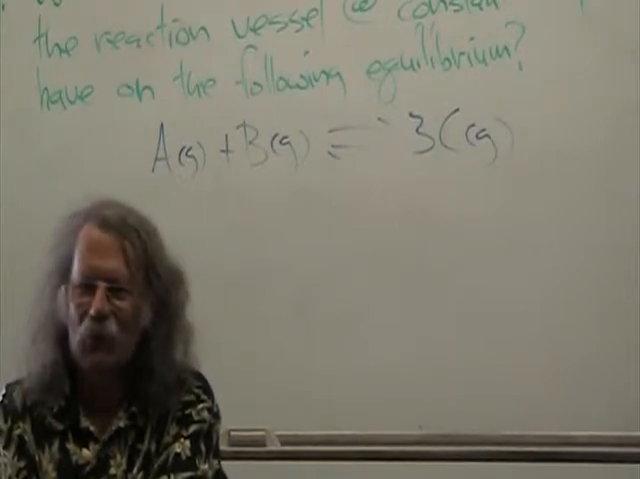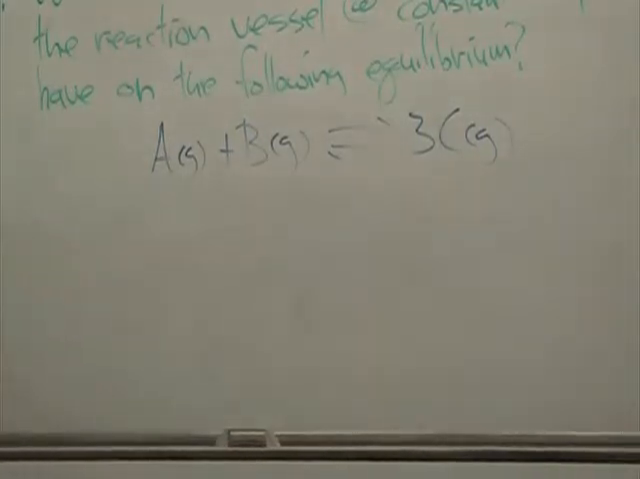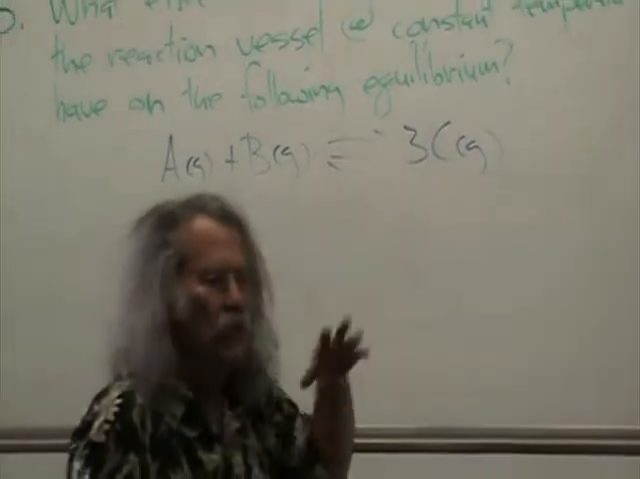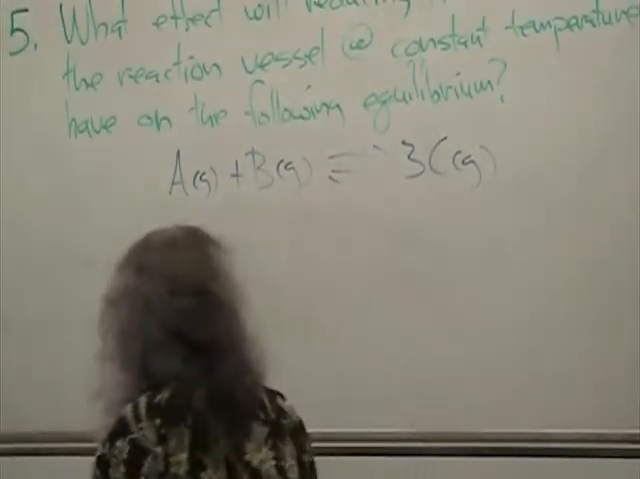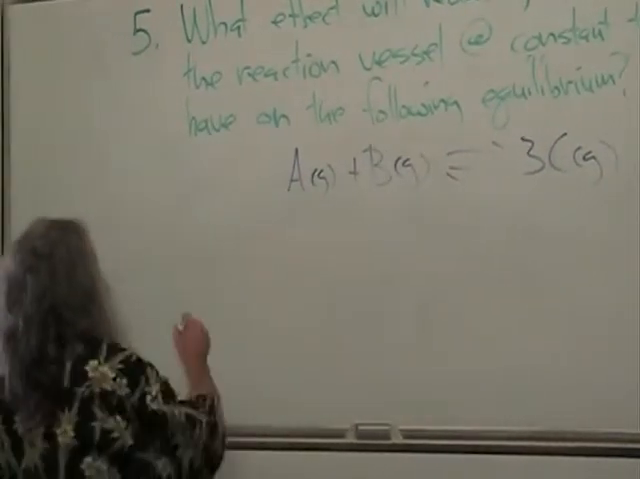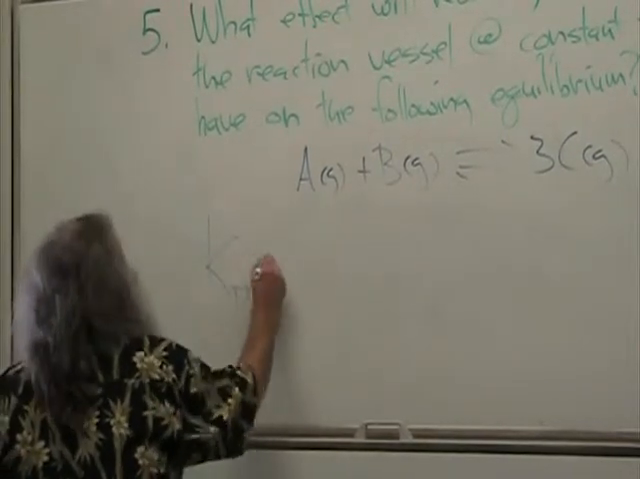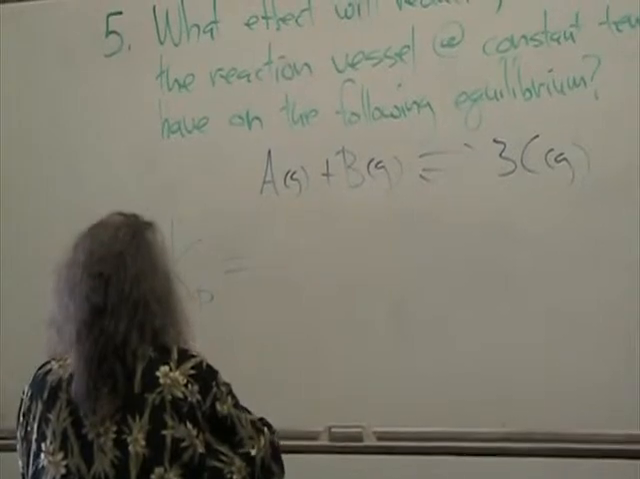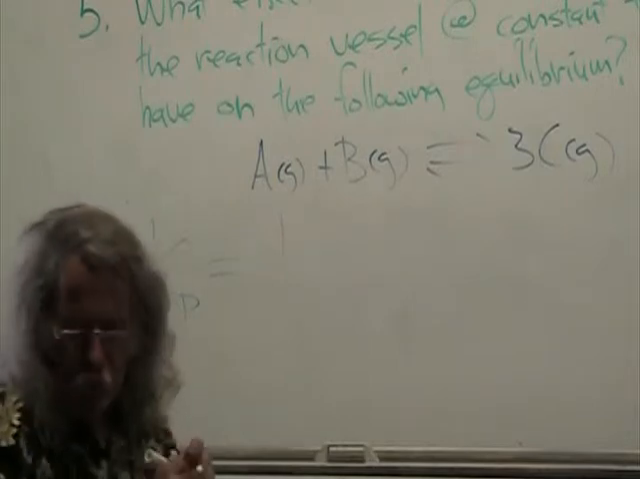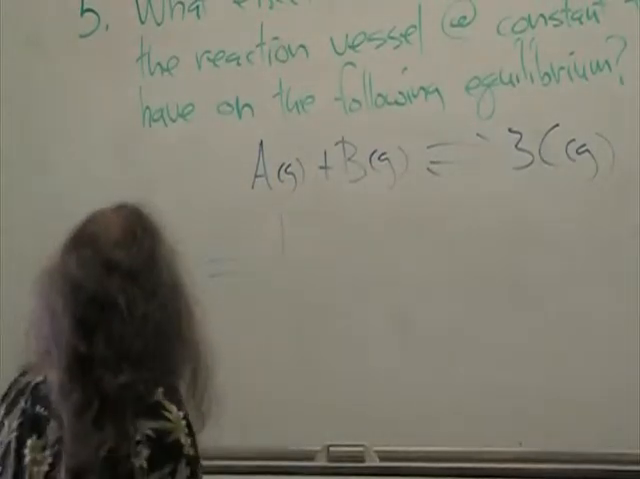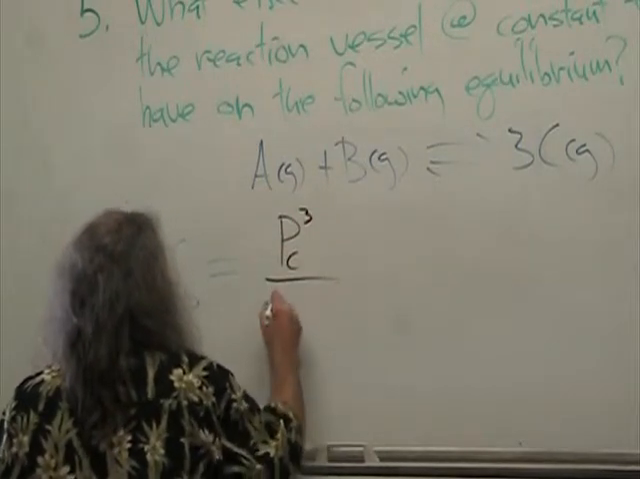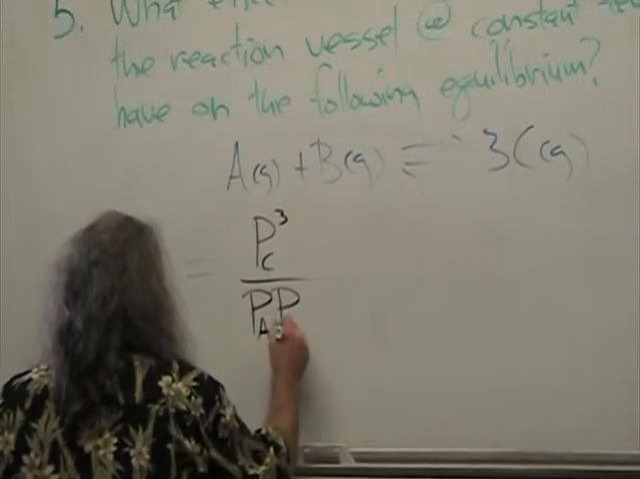Okay, Le Chatelier's principle. We're taking an equilibrium and we're subjecting it to a stress. So what we have to do is write out the mass action law for this reaction. This would be a Kp, equal to the partial pressure of C cubed over the partial pressure of A times the partial pressure of B.